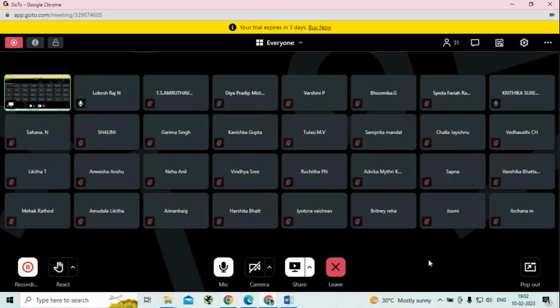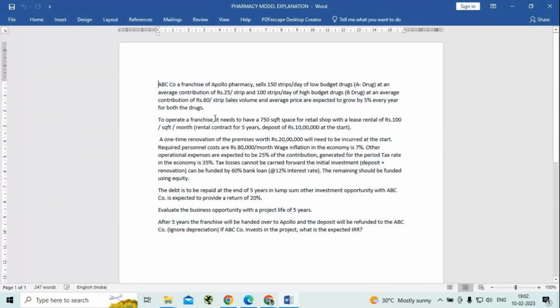So I've uploaded a model. It is related to a pharmacy model. In a simpler way, I've designed this question, so you can just check it out. I'll share the screen also right now. I hope the screen is visible. Can anyone confirm that the screen is visible? Yes, sir. Yeah. So you can read it out. Can anyone read it out for me?